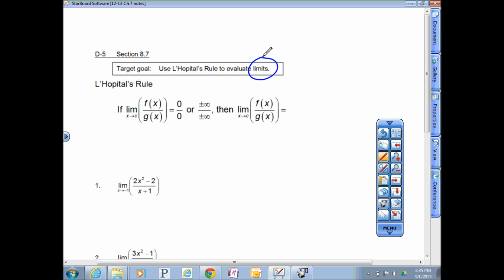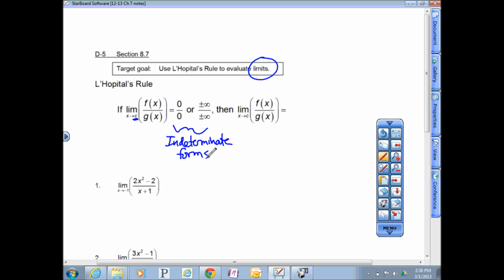And what those conditions are is you have to be taking the limit as x approaches some value, whatever that value happens to be. And when you take that limit, you have to get what's called an indeterminate form, okay? And you have to get these specific indeterminate forms. In other words, the top goes towards 0 at the same time the bottom goes towards 0.